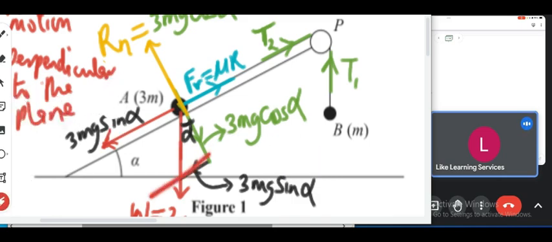Because that's the only force that is dragging it down the plane. So this is 3 mg sin alpha. That's it, this one. 3 mg sin alpha is this force. When this B is released, it drags A down the plane. That means, you see why? We need to put this thing properly. I just saw something.